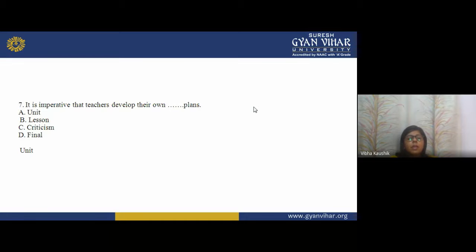Now the seventh one. It is imperative that teachers develop their own dash plans. The options are A, unit, B, lesson, C, criticism, or D, final. So the correct answer is option A, unit. It is imperative that teachers develop their own unit plans. They should not go for the pre-planned programs that are available in the market.